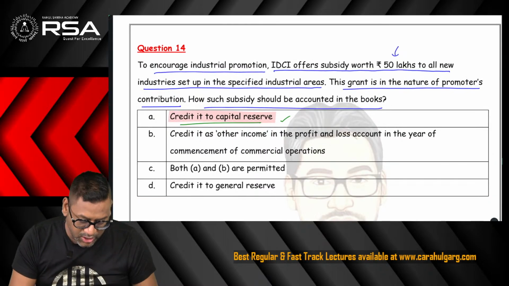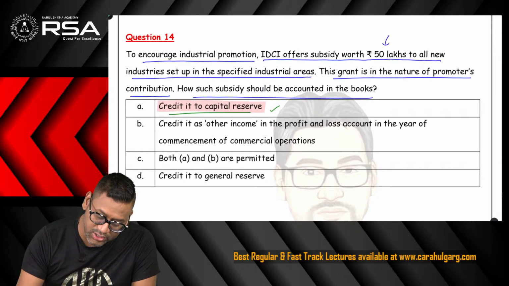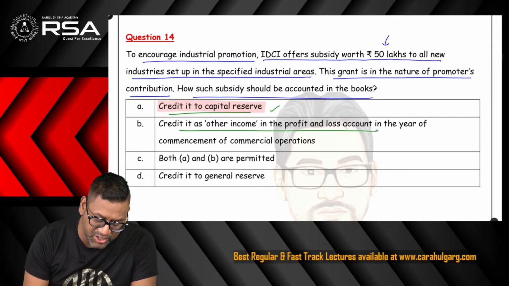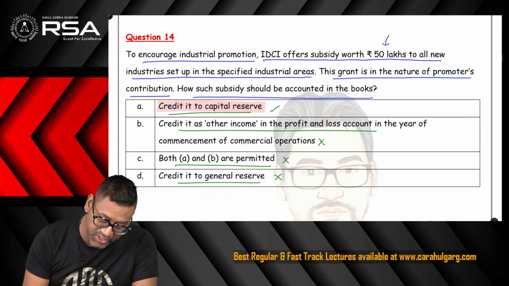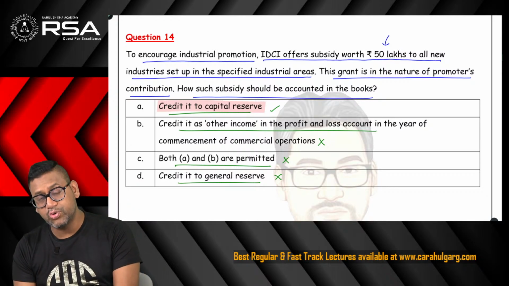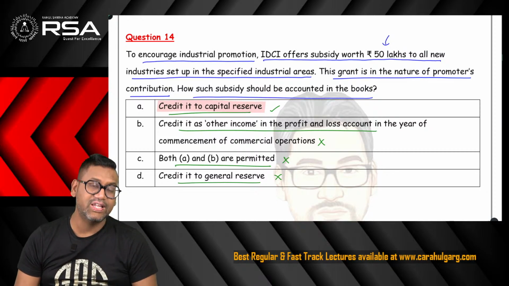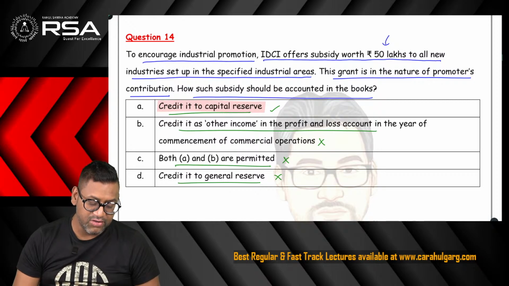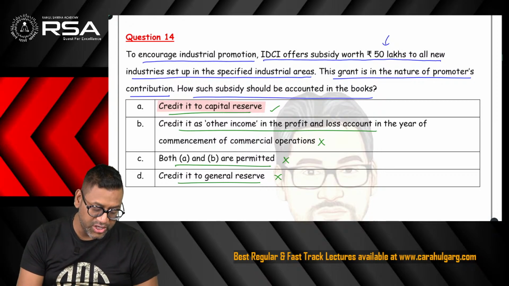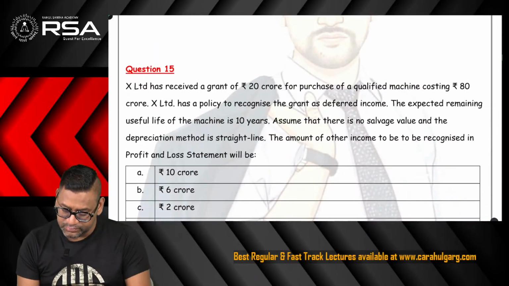We shall read the other options as well which are given, so that you may be clear. The other option says credited as other income in P&L, no, not allowed. It says both A and B are permitted, no, B is not permitted. Credited to general reserve, no, it's a very specific type of thing, so you have to take it to the capital reserve. You can't take it to the general reserve, because if you take it to the general reserve, it will become a free reserve, and the company will be able to use it for the payment of dividend, whereas that is not the purpose. You have to take it to the capital reserve. It is treated as capital profits, child.